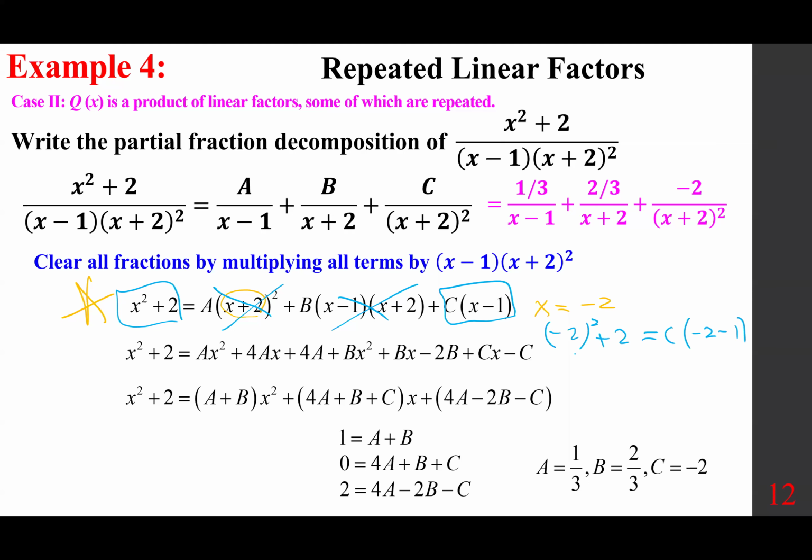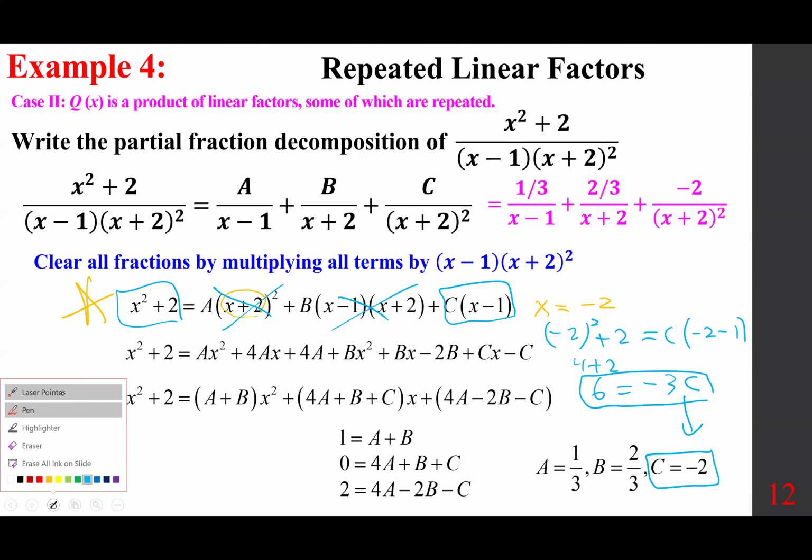So -2 squared is 4 plus 2. So you have 6 equals -3c. And I hope you see that from here, you can get c equals -2. So you see how fast you can get that? So c equals -2. If you choose x equals 1, and I'm going to leave it for you to finish it. If you choose x equals 1, this goes away. This goes away. This is very fast. Let's actually do that.